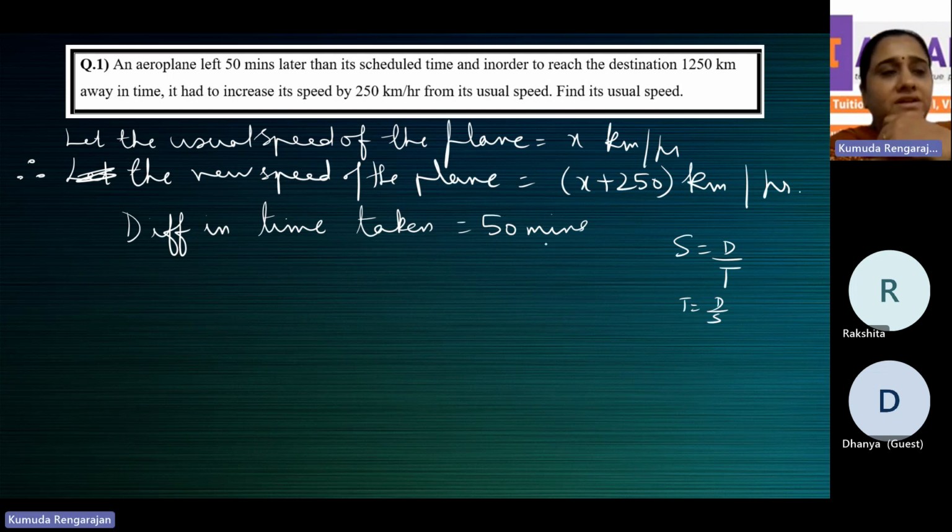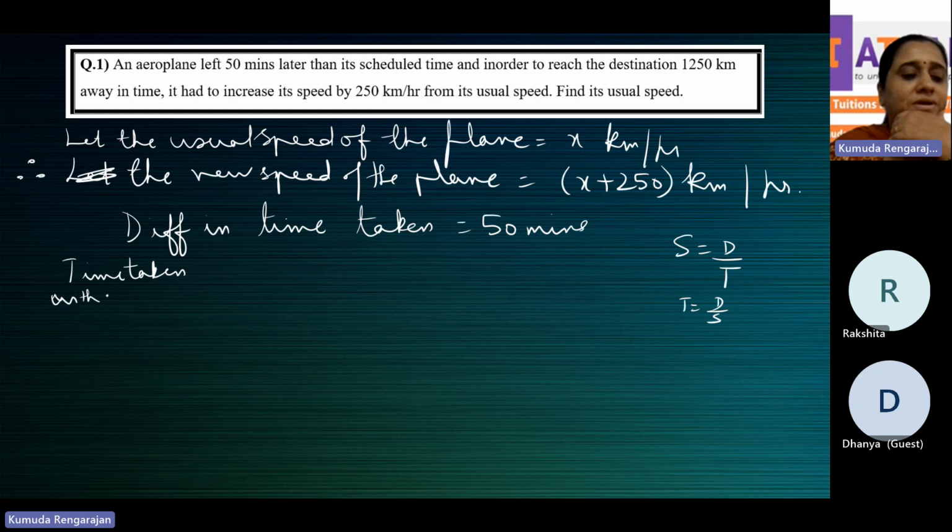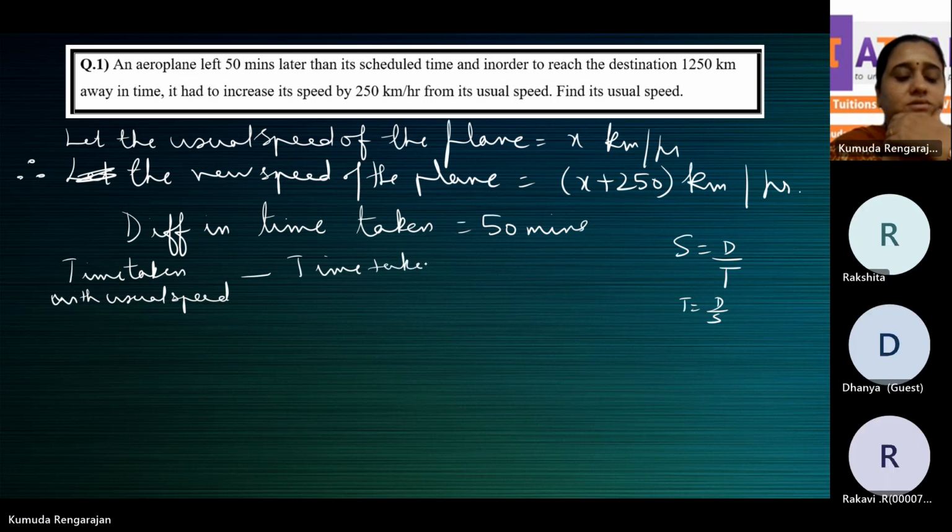So the difference in time taken is 50 minutes. How do you express the difference in time taken? Where is the time taken more, with the usual speed or new speed? With the usual speed, the time taken is more. So time taken with usual speed minus time taken with new speed is equal to 50 minutes.